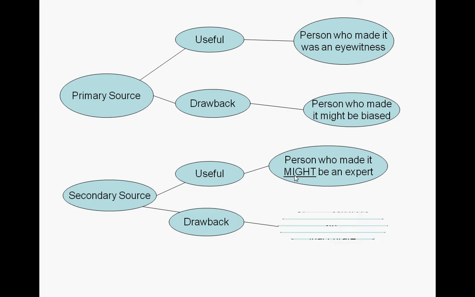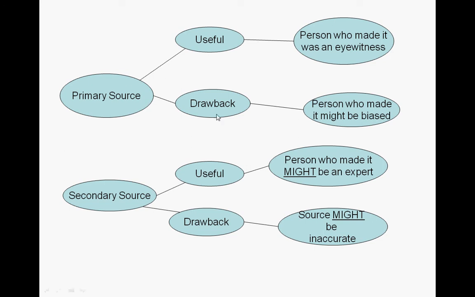A possible drawback of a secondary source is that it might, again that's underlined, be inaccurate. In other words, it might not be entirely spot on with the truth. Back to our example of Braveheart with Mel Gibson, there's a lot of things that aren't quite true in it, so in that sense the source is inaccurate.